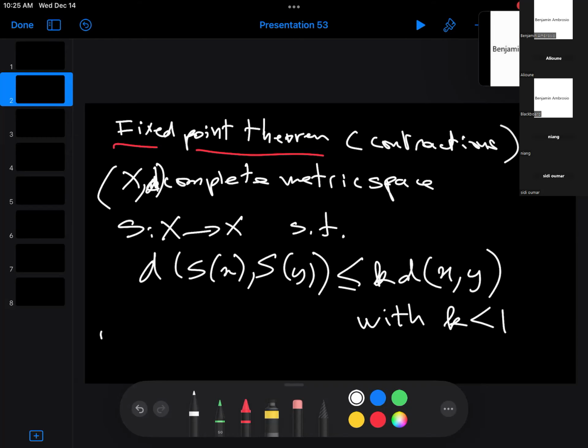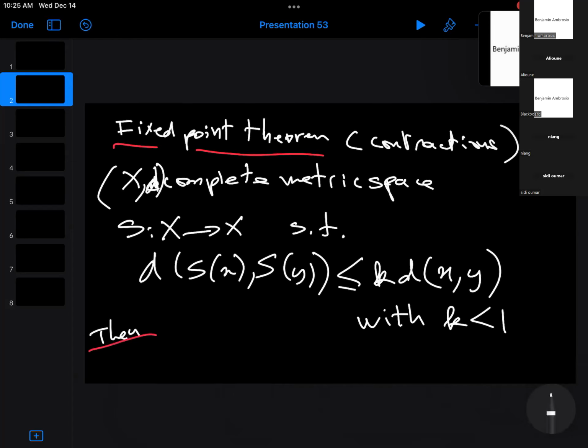Okay, then there exists a unique X star in X such that S of X star equals X star. This is a classical result, so usually you see that in a topology course, but let's do the proof again as a review.